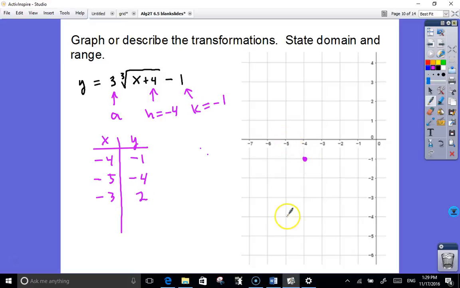Negative 5, negative 4, negative 3, positive 2. Okay, now, if I wanted to have another cube root of a perfect cube, how far away would I have to get? What's the next perfect cube after 1? 8. So I would have to get to be 8 more, which would make a positive 4, or 8 less, which would make negative 12.